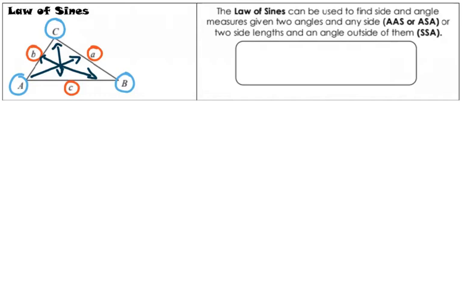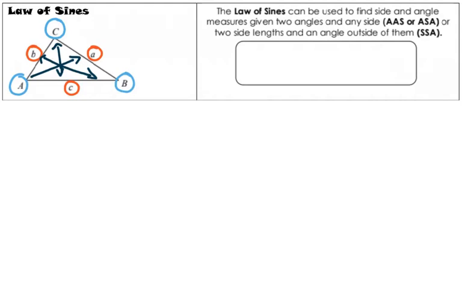Previously you learned how to solve a right triangle, and now we're going to look at what you can do if it's not a right triangle. This is called the law of sines. It can be used to find side and angle measures given two angles and any side. I don't know if you remember Math 2, but there are a lot of triangle congruency theorems. AAS means angle, angle, side, or angle, side, angle. Or you can use the law of sines when you have two side lengths and an angle outside of them, so side, side, angle. A little confusing, I know.